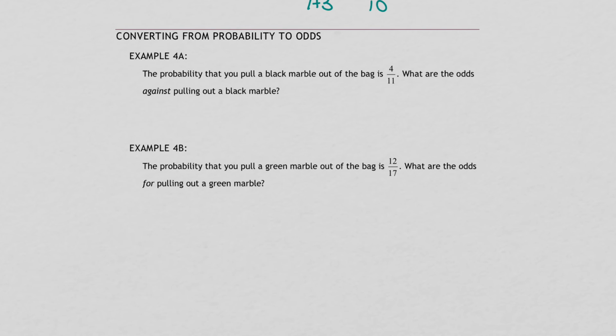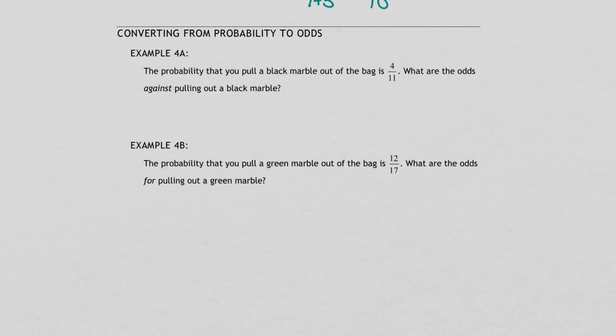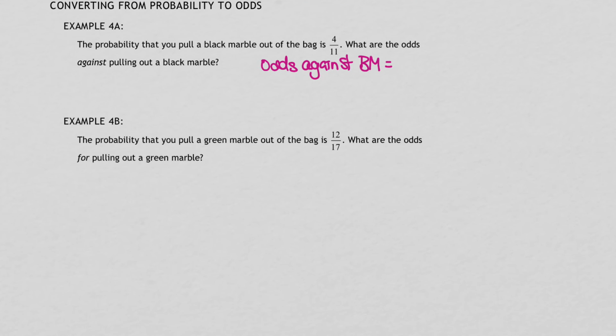So the probability that you pull a black marble out of a bag is 4 out of 11. What are the odds against pulling out a black marble? So the odds against a black marble would be the probability that you do not get a black marble over the probability that you do get a black marble. So we'll go find these.